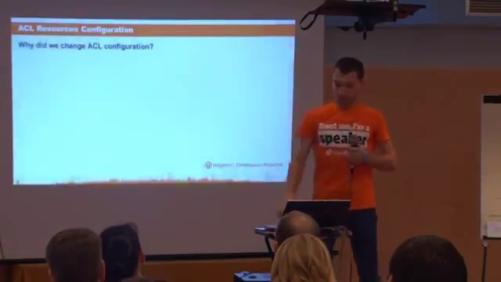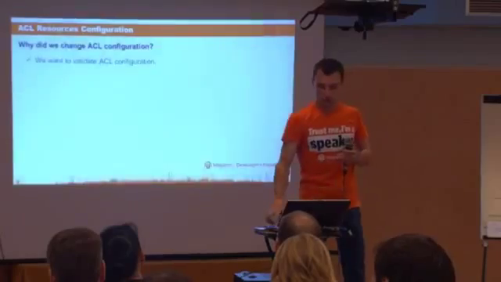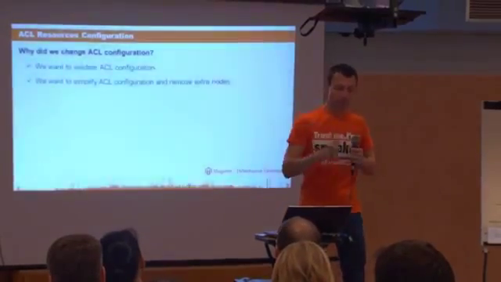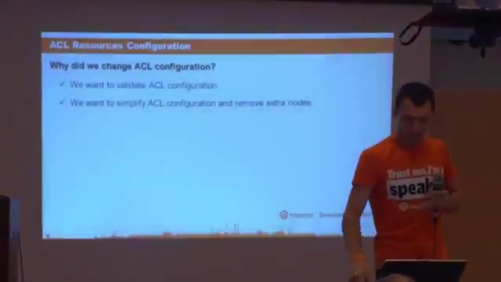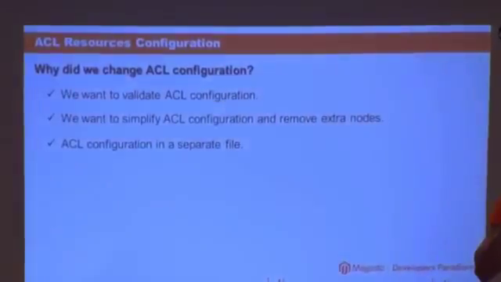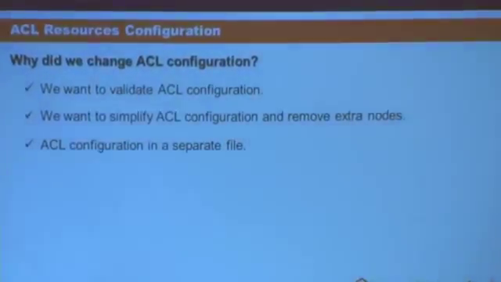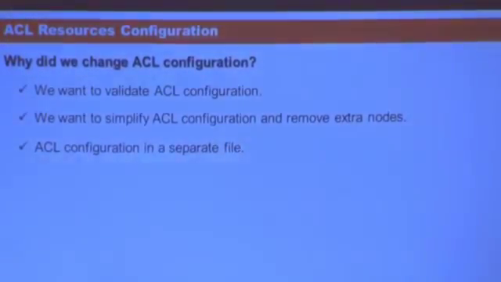Why did we change ACL configuration? Because we want to validate ACL configuration. Because we want to simplify ACL configuration and remove extra nodes. And ACL configuration is in a separate file too, because ACL configuration is also area-specific configuration.